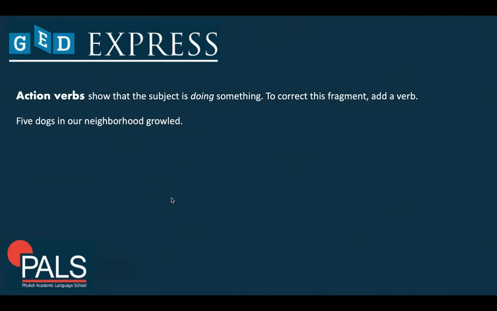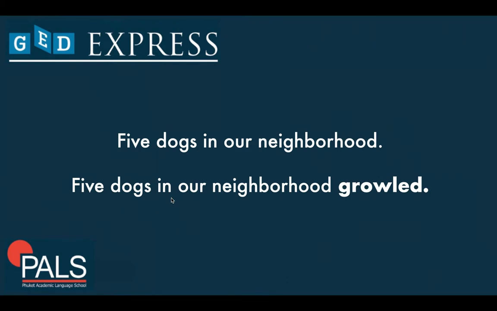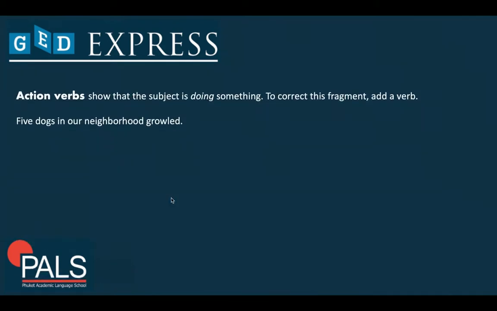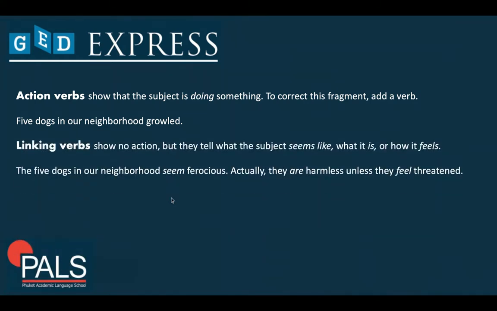So to correct the fragment that we saw earlier, although I corrected it there, we just have to add the word growled. Five dogs in our neighborhood growled. A linking verb shows no action, but they tell what the subject seems like or what it is or how it feels. For example, the five dogs in our neighborhood seem ferocious. Actually, they are harmless unless they feel threatened. So those are three kinds of linking verbs that you can use.